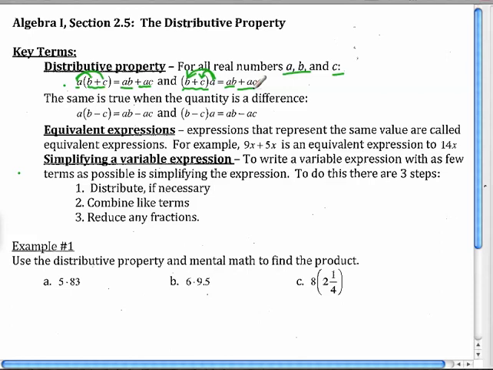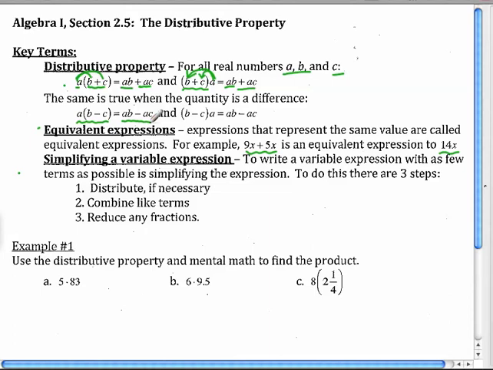Guys, equivalent expressions are two expressions that may look different but have the same value. For instance, 9x plus 5x is an equivalent expression to 14x, right? Because we could combine those terms and just make it 14x. They look different, but they are equal, okay? And the reason that they've defined this for us is they're going to say things like, write an equivalent expression for a times the quantity b minus c, and then you would just write ab minus ac.